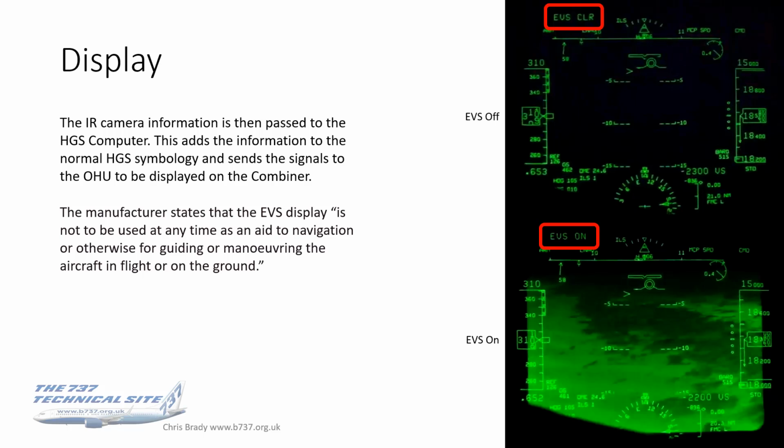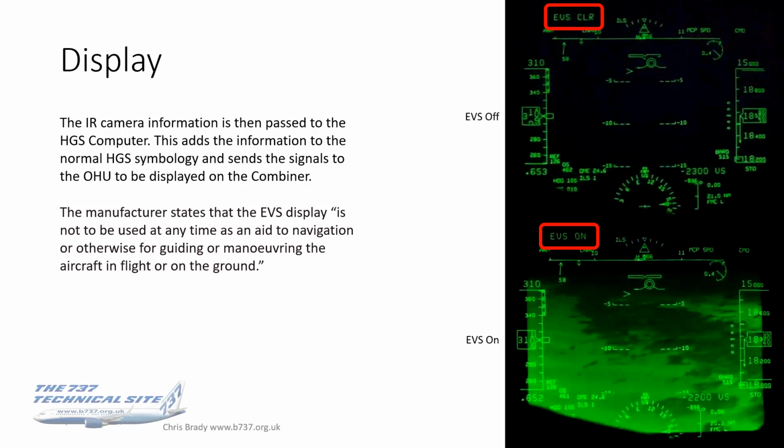The manufacturer states that EVS display is not to be used at any time as an aid to navigation or otherwise for guiding or maneuvering the aircraft in flight or on the ground. So what it's really, I was just about to use an impolite phrase there, but basically they're covering themselves. They don't want you, not that you would, go flying through the valleys just on the EVS camera, like the military boys do with night vision goggles. This is not NVGs, okay?